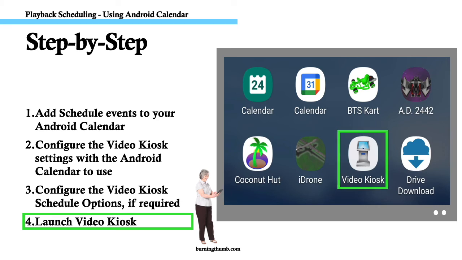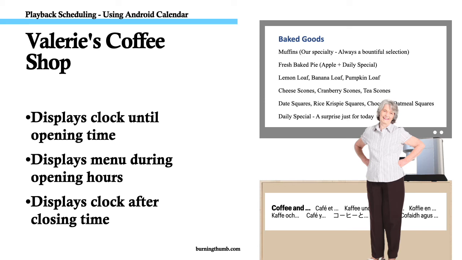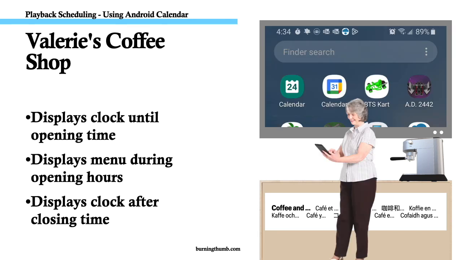Step 4. Launch Video Kiosk. Now that Valerie has scheduled playback, here's how her digital signage behaves. When Valerie comes to work in the morning, Video Kiosk is displaying the clock. At 8 a.m., it switches to displaying the menu. At 7 p.m., it switches back to displaying the clock. It follows the same pattern each day of the week, displaying the menu during mall hours and displaying the clock when the mall is closed.